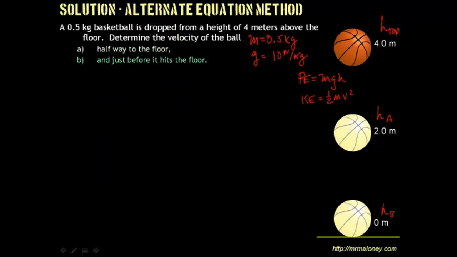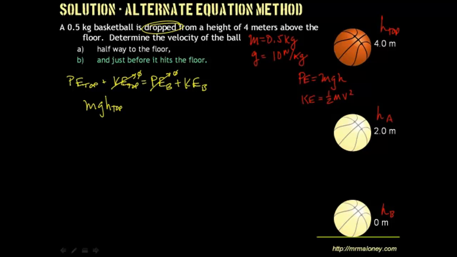Now if we look at part B, we have potential at the top plus kinetic at the top equals potential at the bottom, or point B, plus kinetic at point B. Again, the kinetic energy at the top goes to 0 because it's dropped from rest. And at the ground, we have no height, so the potential at the ground also is going to go to 0. So our equation turns into mgh at the top equals 1/2 m v at the bottom squared.